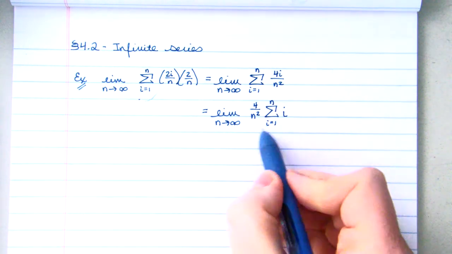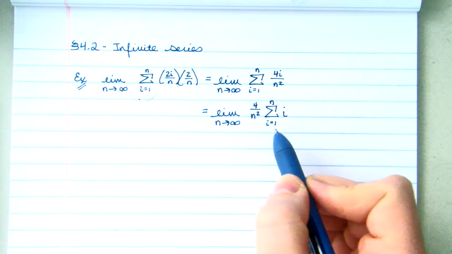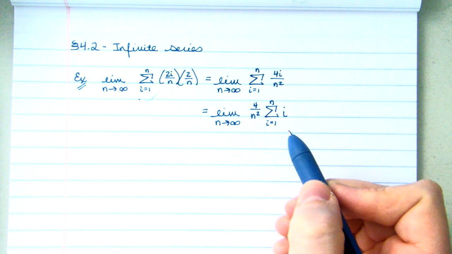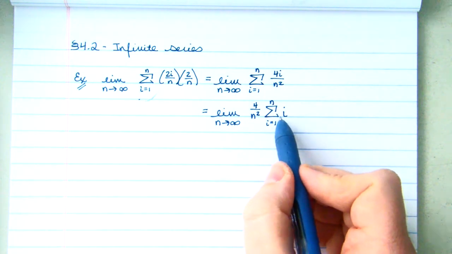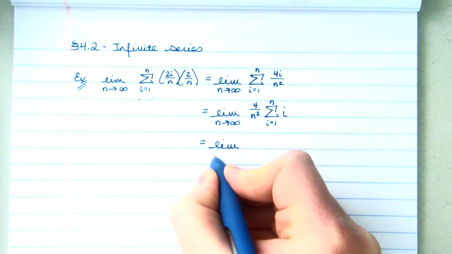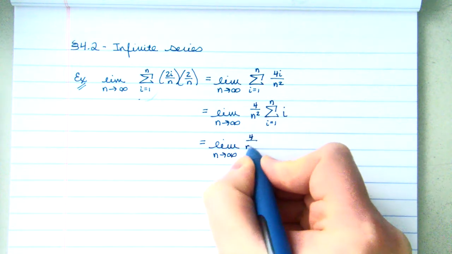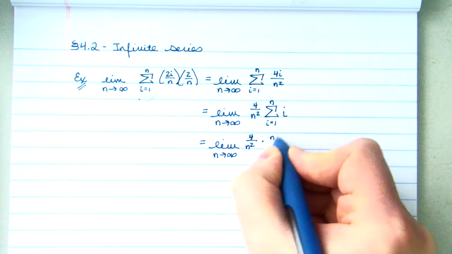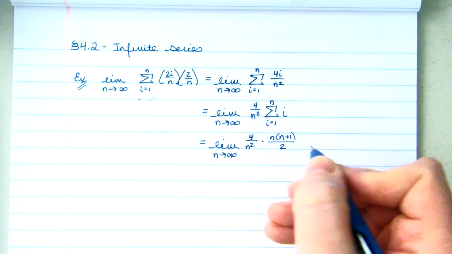Well, to evaluate this, we have a formula. The n plus 1 over 2 formula. Remember, those formulas don't have to be memorized, but we will use them from time to time. I don't have a number to plug in for n, but that's okay. I can just plug in my formula with the n in there. I'm going to say this is the limit as n approaches infinity of 4 over n squared, and I know that this sum is n times n plus 1 over 2.